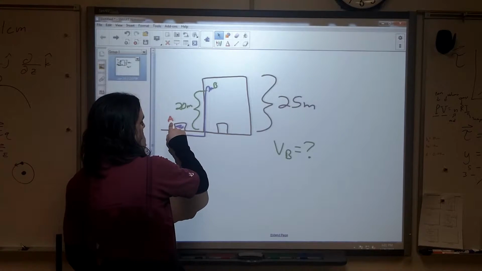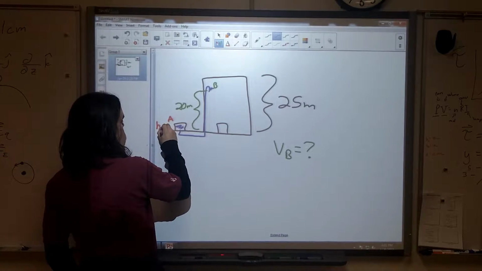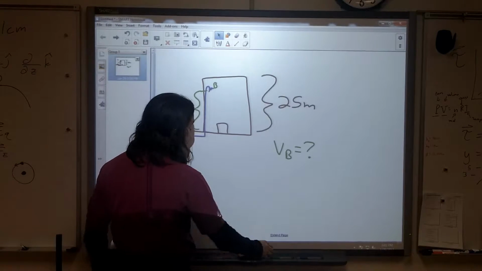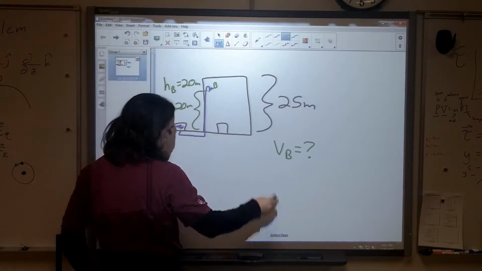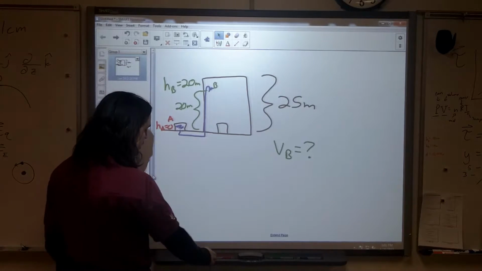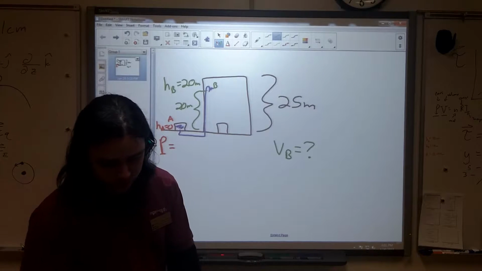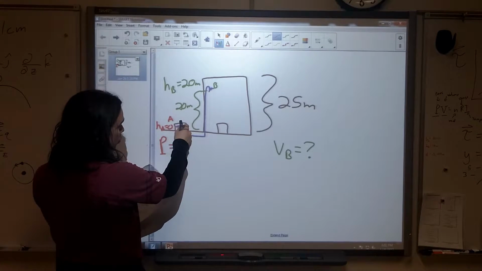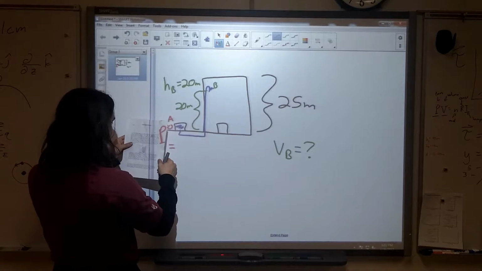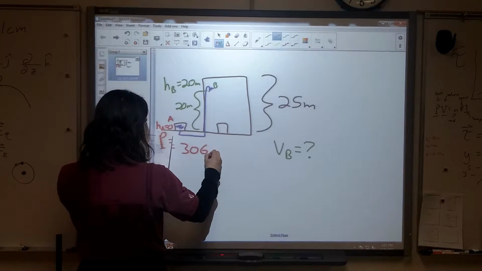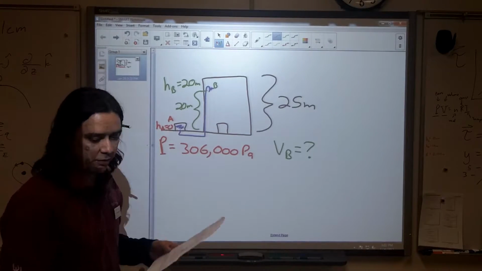And how we're going to do that, I've already set this up where we have 2 different points. I'm going to say that the height at point A is equal to 0, and the height at point B is equal to 20 meters. We also know that the pressure being supplied by the water pump down here, you can imagine that we have water here, and the pump is squeezing it, and it is squeezing it with a pressure of 306,000 pascals. About 3 atmospheres of pressure.